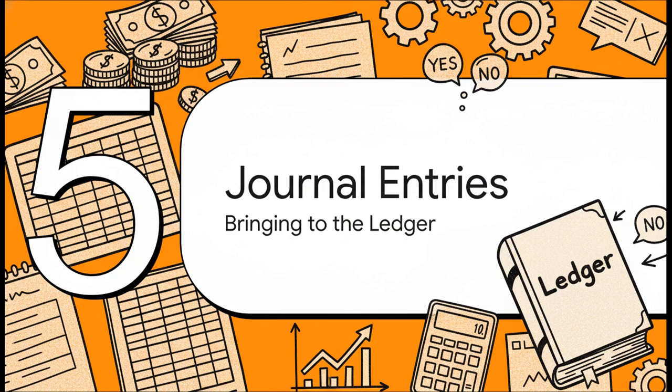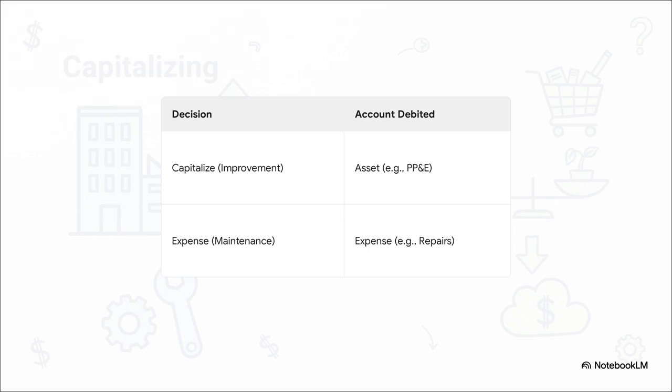And finally, Section 5, Final Journal Entry Patterns. Let's bring it all to the ledger. We've covered the concepts, we've navigated the frameworks, and now it's time to see how these yes or no decisions actually hit your accounting system. If you determined a cost was a major improvement, meaning it passed that 4-question framework we talked about, you're debiting a balance sheet asset account, like PP&E, and crediting cash or AP. That cost is then slowly depreciated over time.